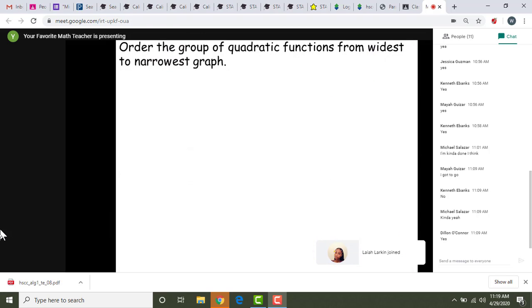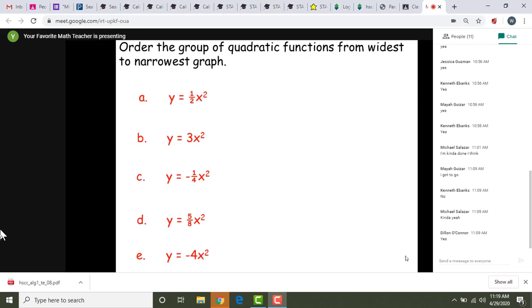It says order the group of quadratic functions from widest to narrowest. So here are our numbers, and who thinks they know which one would be the widest? Remember, the closer you are to 0, the wider you're going to be, regardless of which side you are, whether it's negative or positive. When we're talking about the width of a parabola, don't worry about the negative sign. Just worry about the absolute value of the a term. You got it, Julian. So this one would be number 1.